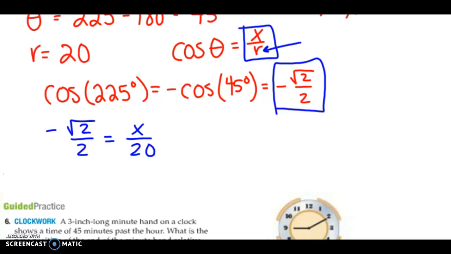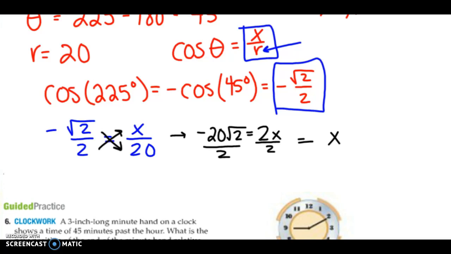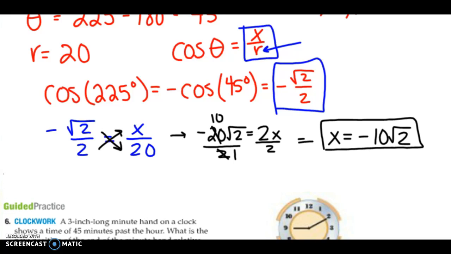Now it becomes a proportion problem. So I cross multiply to find my answer. Now I'm going to take that negative square root of 2 and I'm going to multiply it by 20. So negative 20 square roots of 2 is equal to 2x. To solve for x, I divide by 2, and I find that x is equal to negative 10 square roots of 2. So that's my x coordinate right there.